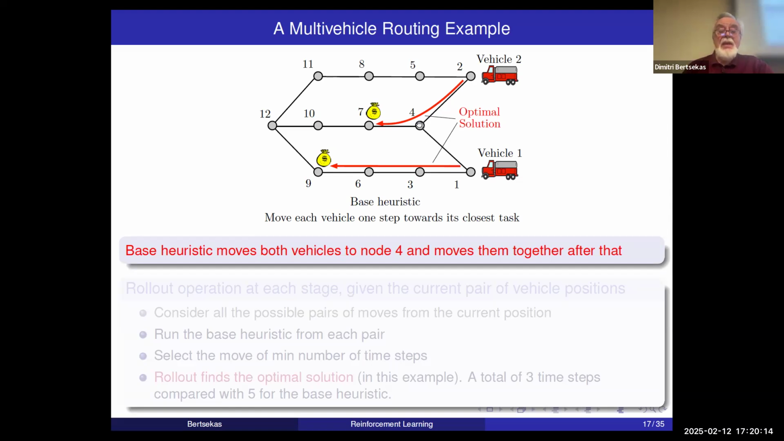Then at the next move, again, they look at the two tasks. For both of them, this is the closest task, so they both move over here, perform the task, and then both of them move here, both of them move here, and both of them move here. And how many steps does this take? It takes 1 for both of them to get here, 2, 3, 4, 5. So the base heuristic requires 5 time steps to do the job.